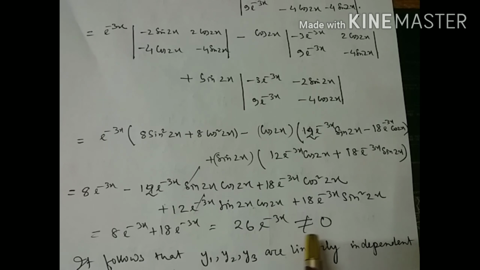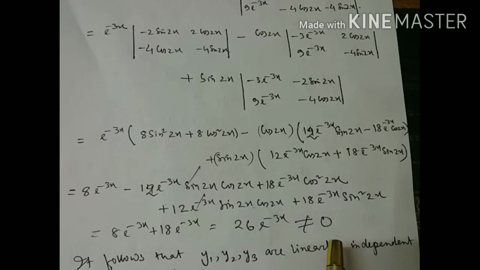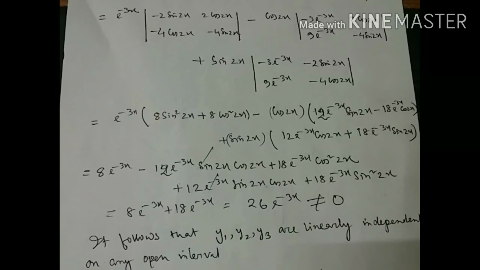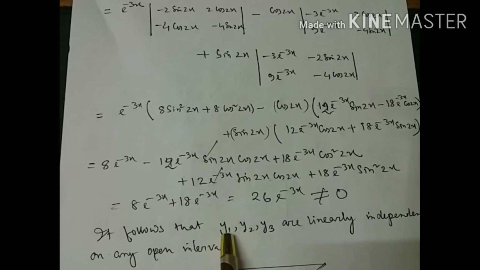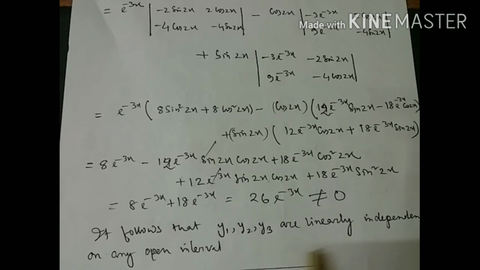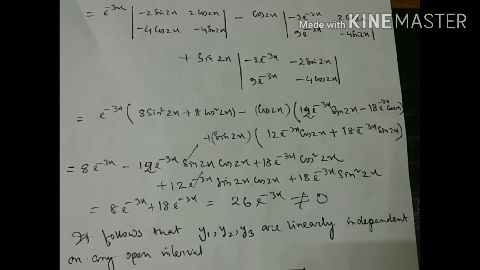So we have the property: if the Wronskian of functions is not equal to 0, then the functions are linearly independent. So from this it follows that y1, y2, y3 are linearly independent on any open interval. Right, got it?